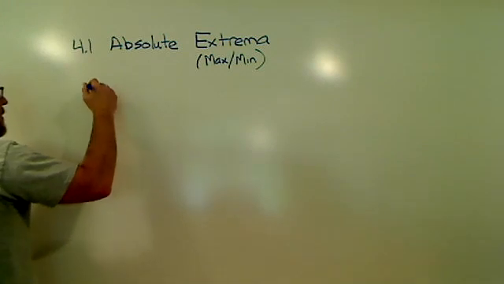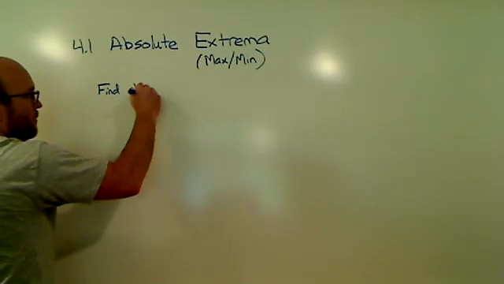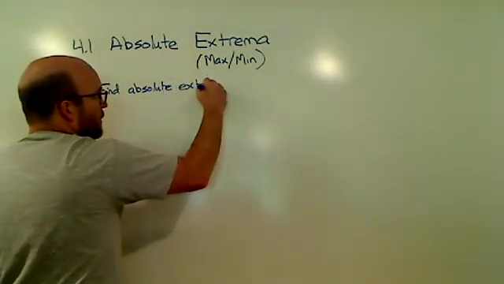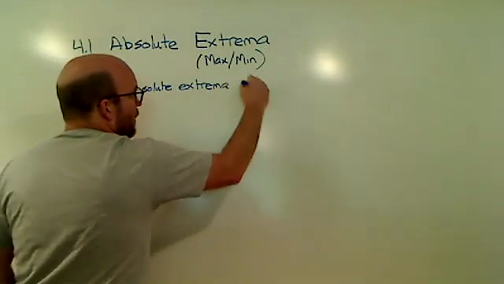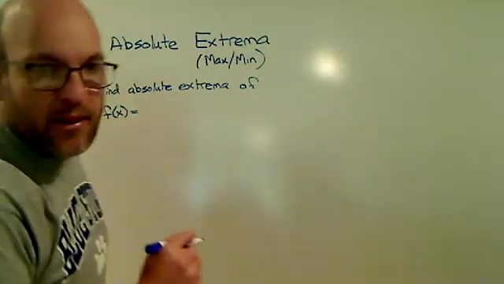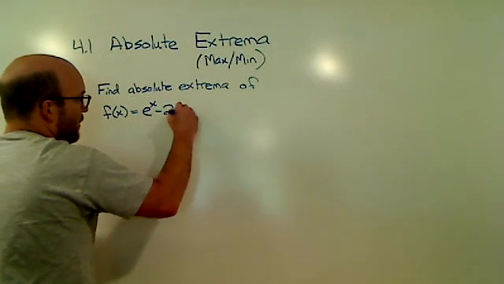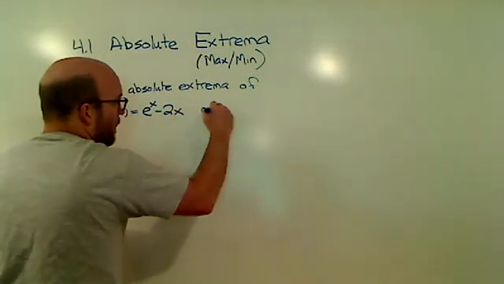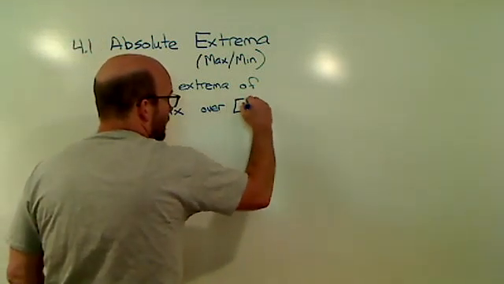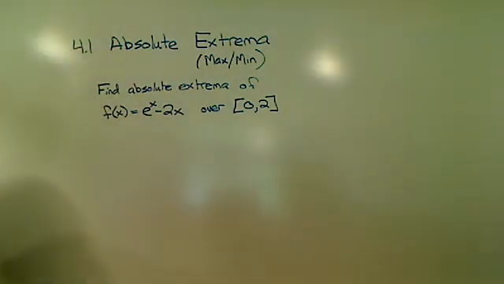So this time we're going to be finding the absolute extrema. Let's say f of x is equal to e to the x minus 2x over the interval from 0 to 2.